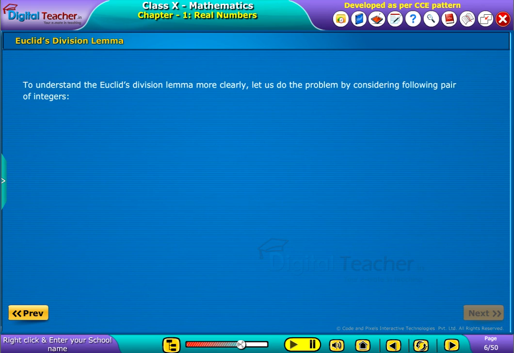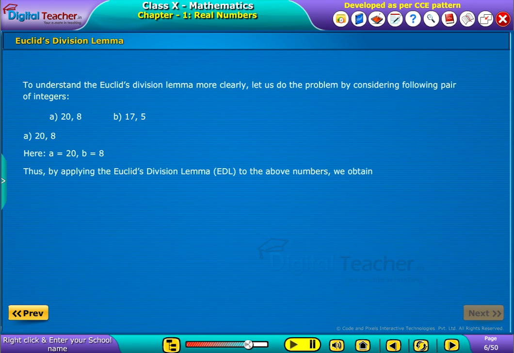To understand Euclid's division lemma more clearly, let us do the problem by considering the following pairs of integers: 20 and 8, and 17 and 5. Consider the first pair, 20 and 8. Here a is equal to 20, b is equal to 8. Thus, by applying Euclid's division lemma (EDL) to the above numbers, we obtain as follows.